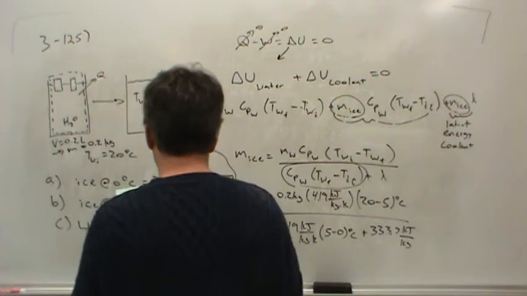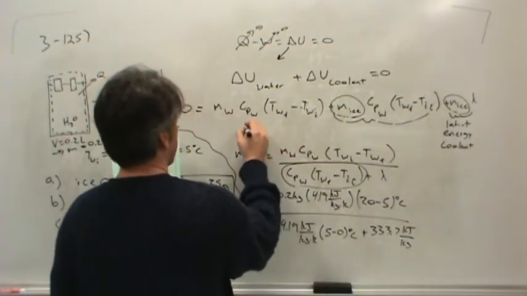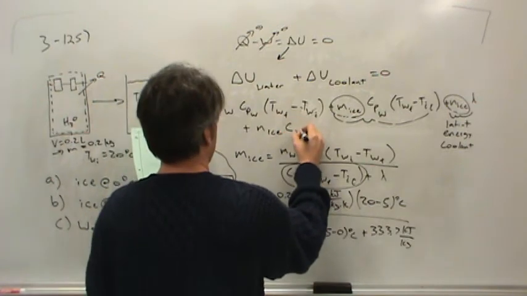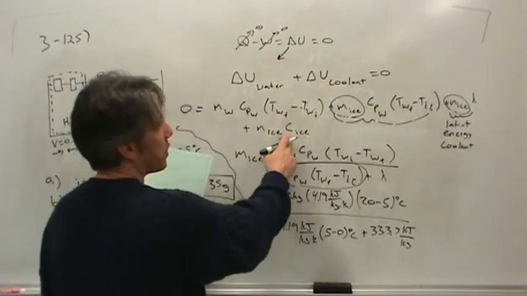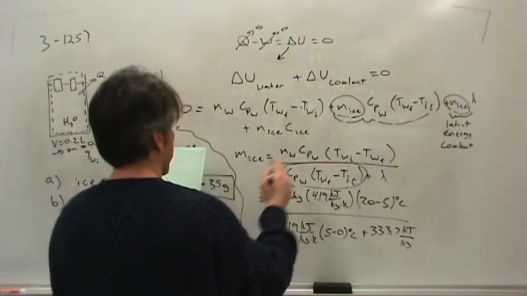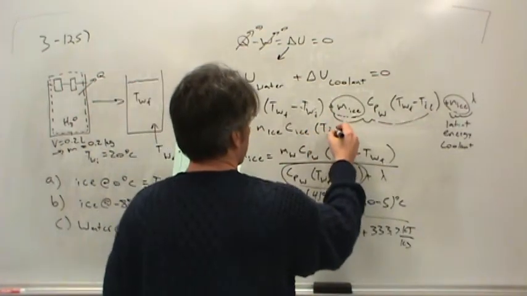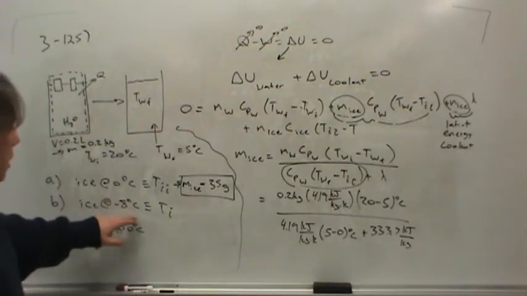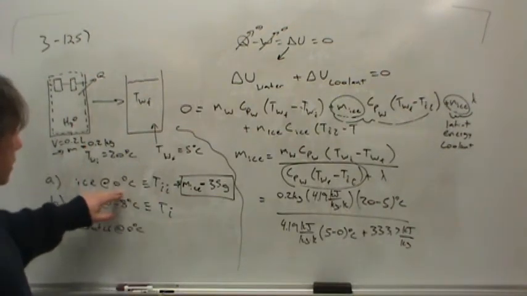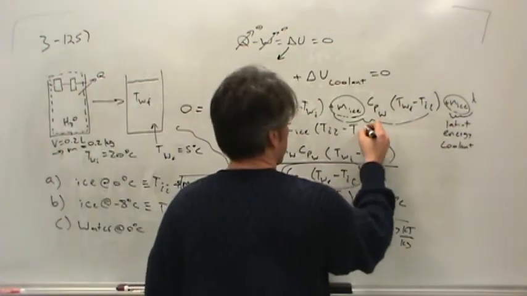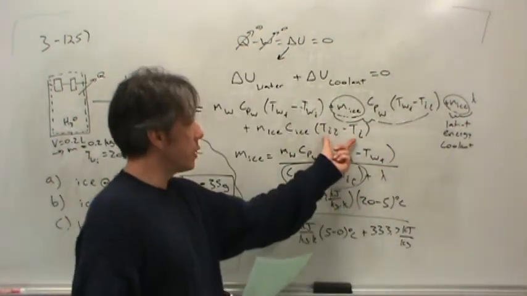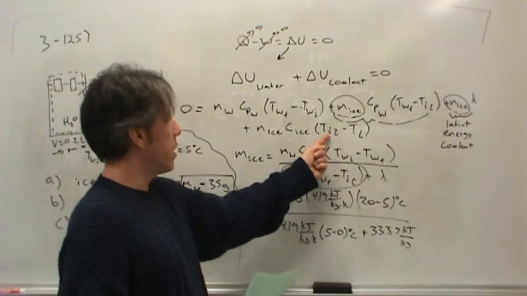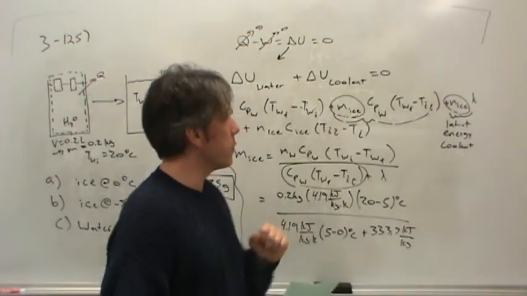And that term would basically just be a plus mass of ice, heat capacity of ice, and you have to be careful because the heat capacity of ice is different than the heat capacity of water, times the initial temperature of the ice. Now notice the ice begins at -8 degrees Celsius, but it ends at 0 degrees Celsius. So this change here is from -8 degrees up to 0 degrees. So this would just be one more term in our energy balance.